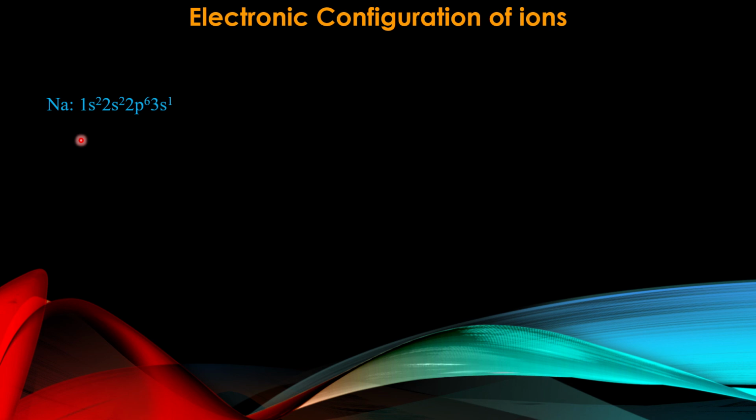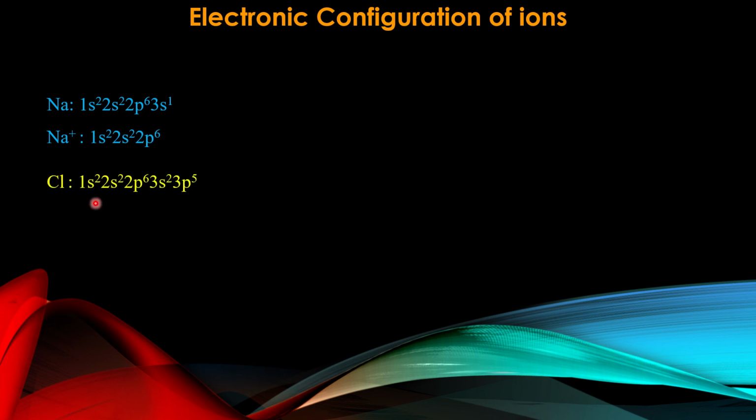When an atom releases an electron to become a cation, the electron is released from the last shell. And when an atom accepts an electron, the electron is also added on the last shell. Here the last shell is 3s and there is only one electron. So in the electronic configuration of the sodium ion, only one electron is released. So it is 1s2, 2s2, 2p6.